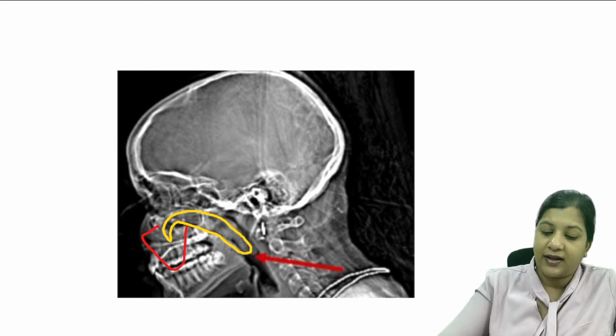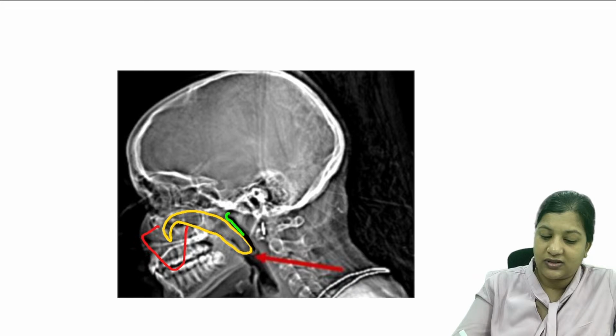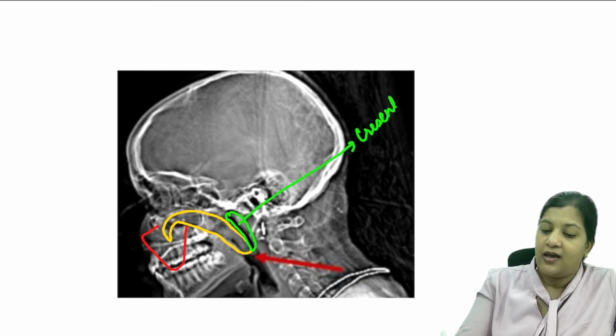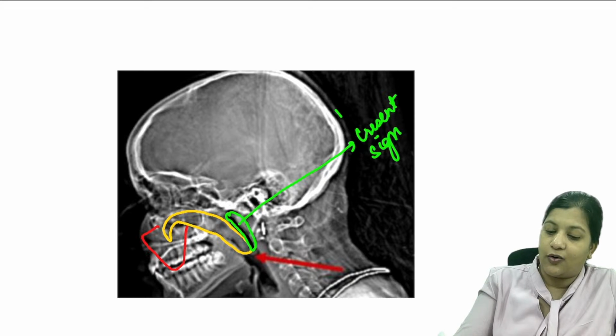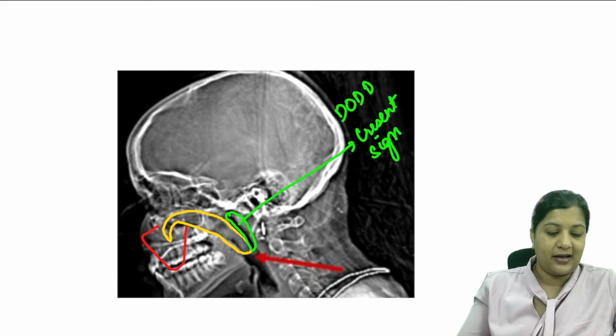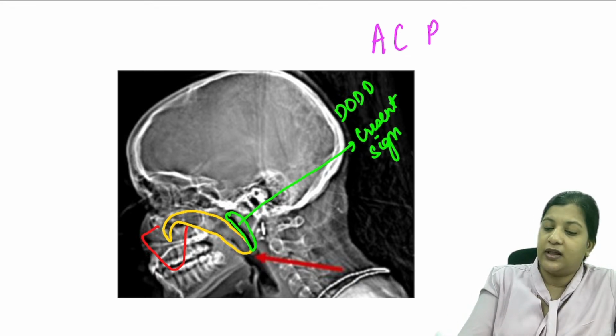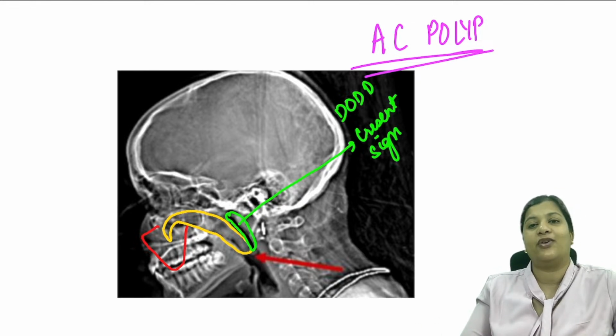And typically you can see that there is a blackish air shadow present here between the mass and the posterior pharyngeal wall. This sign we call the crescent sign. So you see that there is a blackish shadow between the mass and posterior pharyngeal wall. We call this the crescent sign, also called the dot sign. Where do you get this dot sign or crescent sign? Very good. This is seen in patients with antrochoanal polyp. So this is again a very important PYQ that has already come.